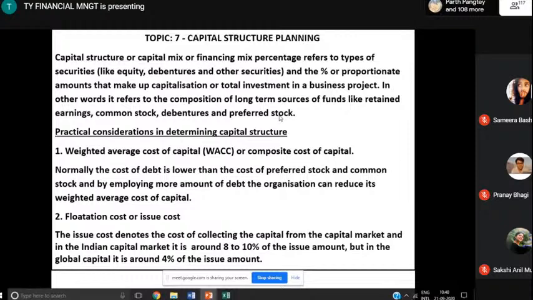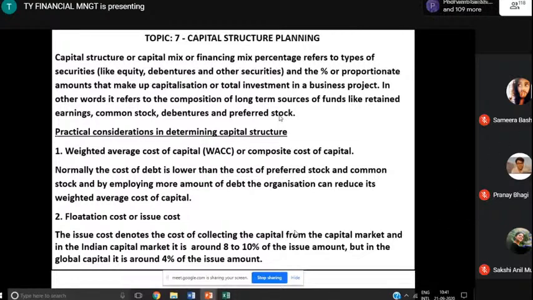Capital structure planning. In a layman's language, what do you call it? Capital mix. If you say structure, he or she will not understand. Still, if the person doesn't understand, what will you say? Financing mix percentage. How your hotel is being financed, how your company is being financed.